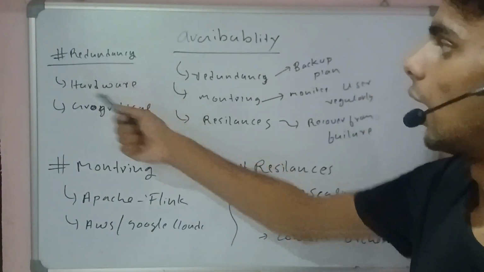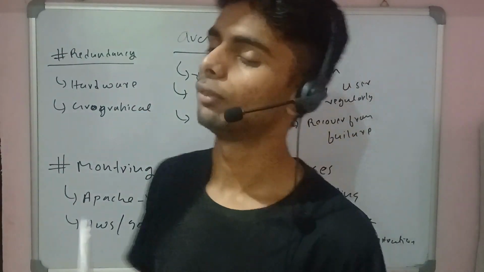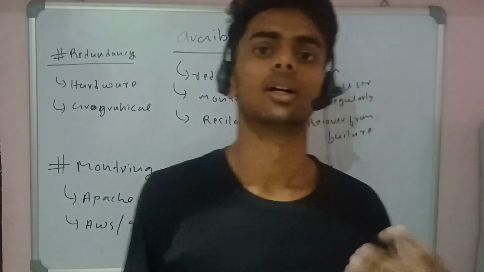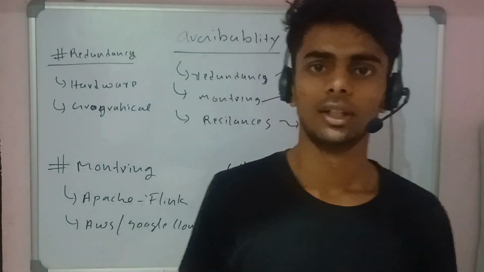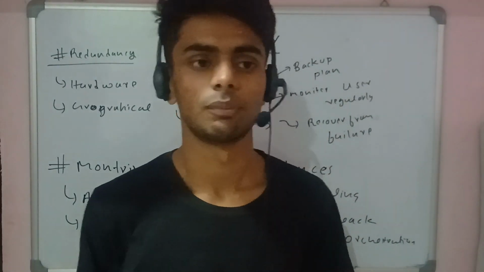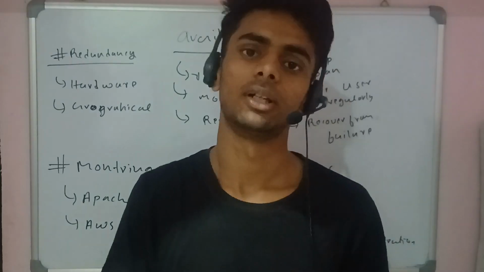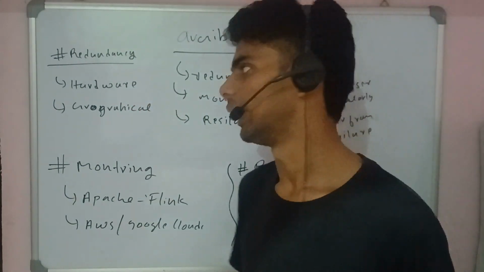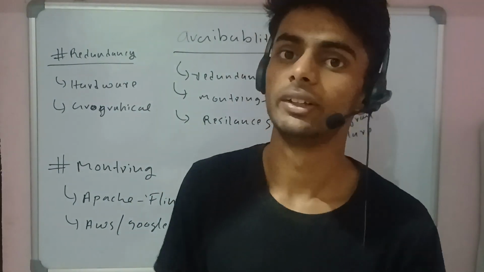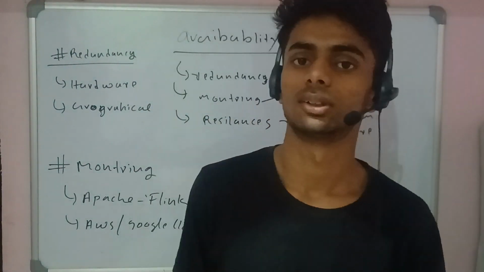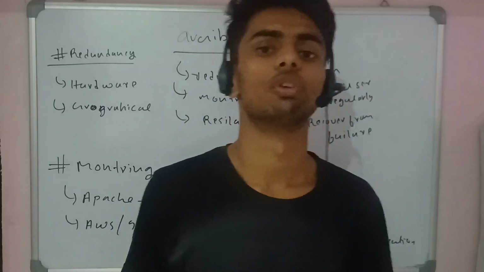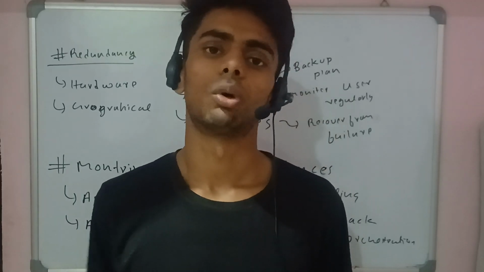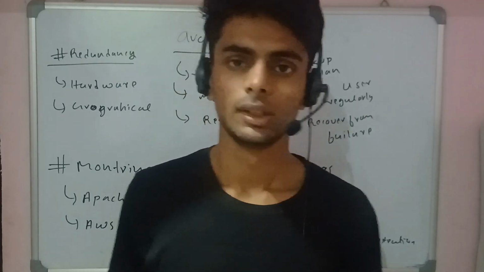There are two types: hardware redundancy and geographical redundancy. Hardware redundancy means you use multiple pieces of hardware to replicate the data, so that if one piece of hardware is corrupted, other hardware can access the same replicated data. Geographical redundancy is about replicating and spreading the data across different locations. If one location fails and is not responding, another can respond and give you the data. That's all about it.